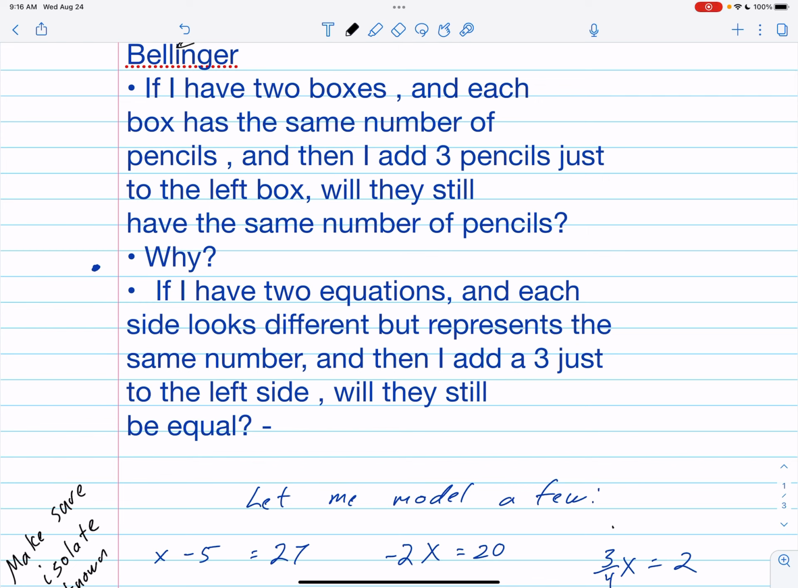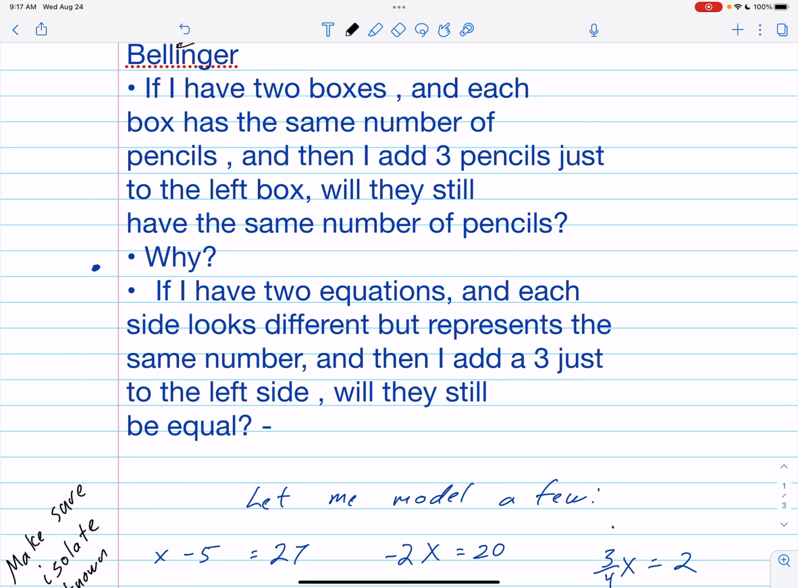But if I have two boxes and each box has the same number of pencils and then I add 3 pencils just to the left box, well, they no longer have the same number of pencils. So the reason I asked this question is because when we're looking at boxes and we're imagining having the same number in each box, we don't want to just make the claim that they're equivalent by adding more pencils to one box and not the other. We intuitively understand that you have to add the same thing to both boxes to make them remain equal. But when we get to equations, sometimes we forget that.